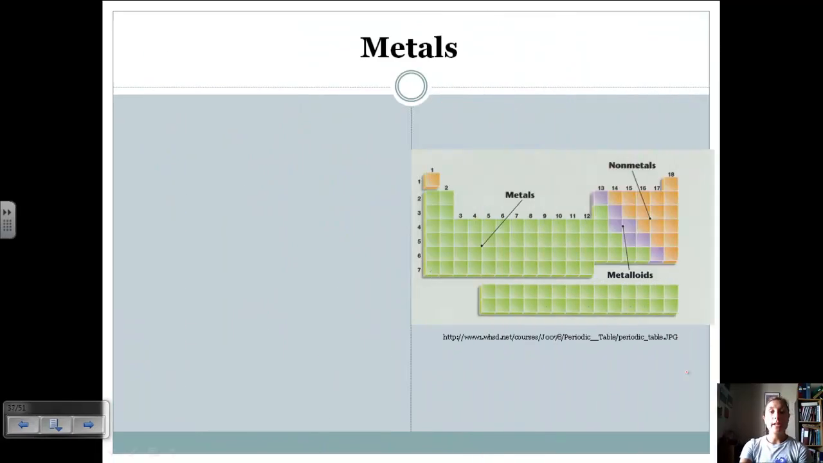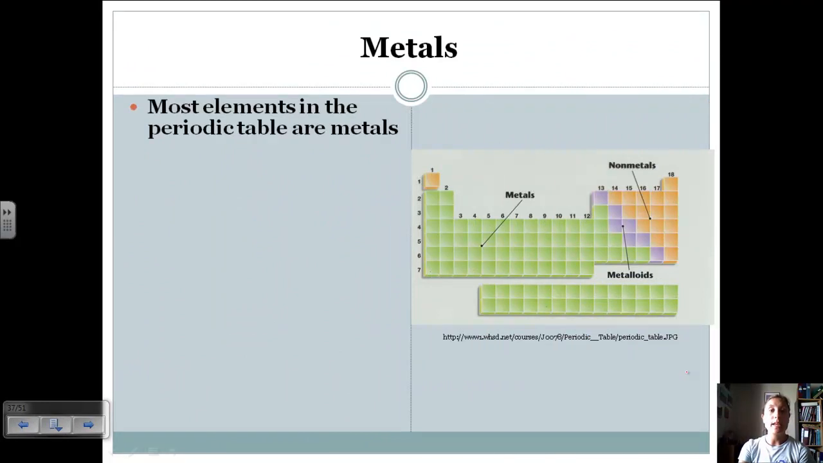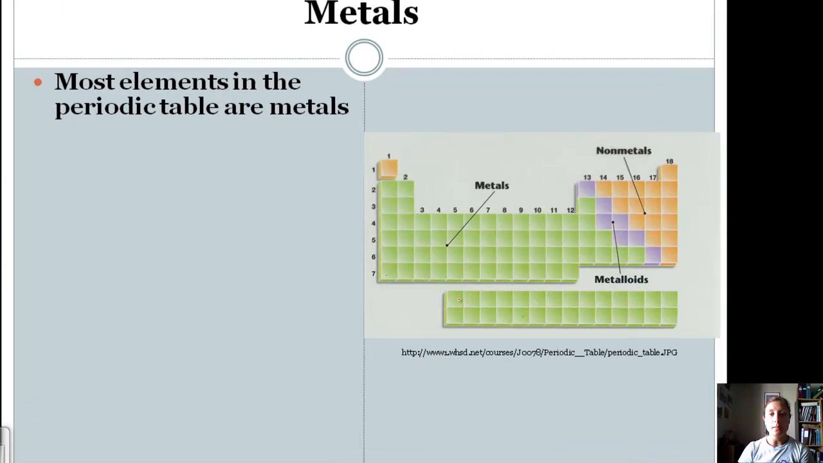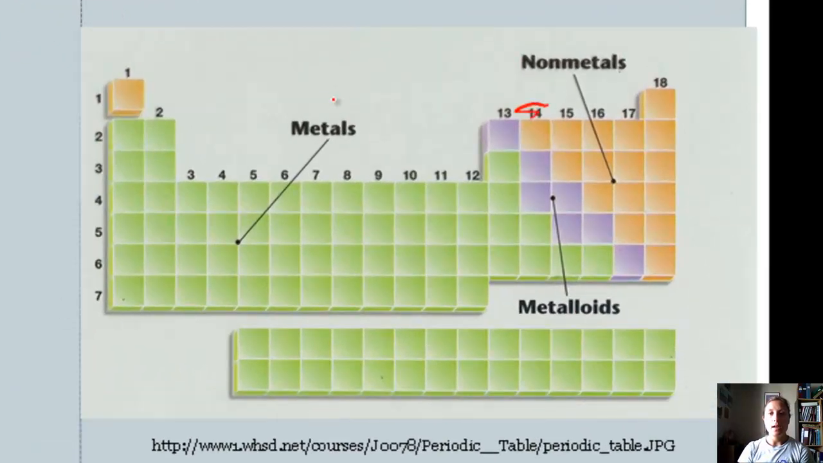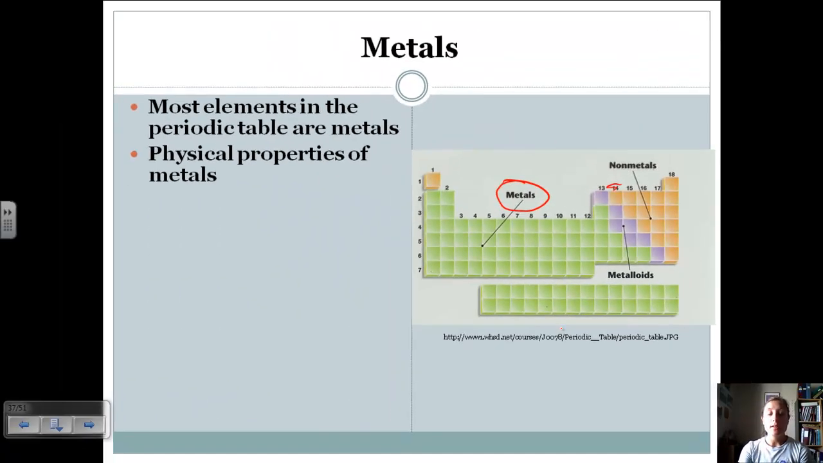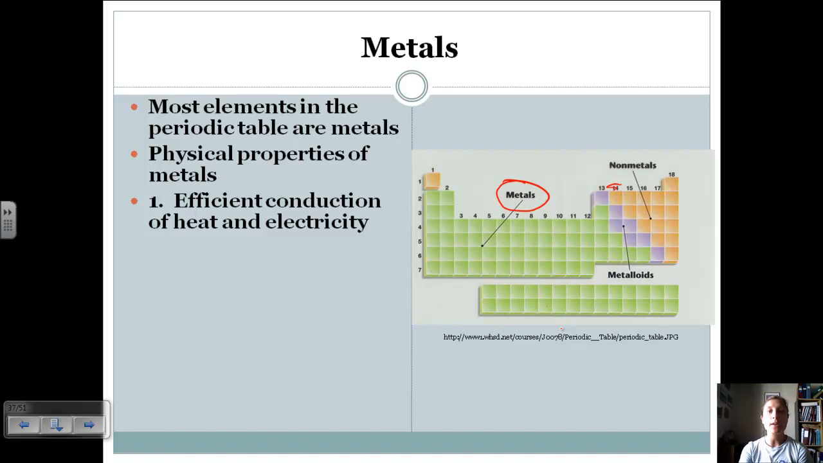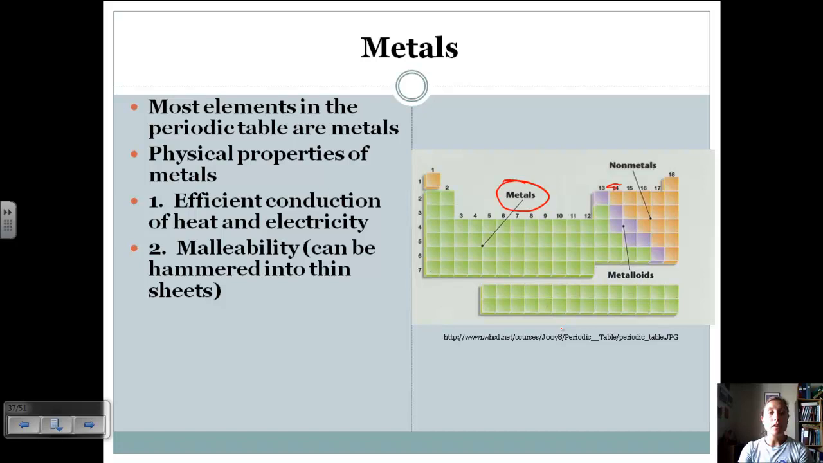We can also break the periodic table up into metals, nonmetals, and metalloids. So most elements in the periodic table are metals. If you take a look at the picture over here, metals are all the green ones, and they do occupy most elements on the periodic table. There are several characteristics of metals. First, they are very efficient at conducting heat and electricity. So if you think about a lot of things that we use for wire and things like that, they're usually metals. Metals are also malleable, which means they can be hammered into thin sheets.